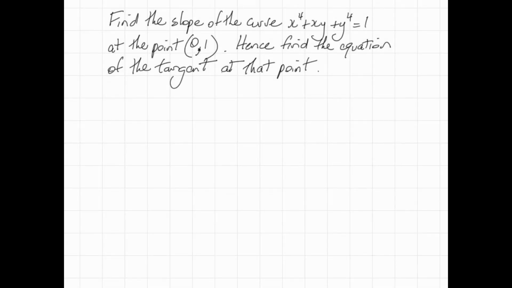We're asked to calculate the slope of the curve. Slope, or gradient, means we've got to find dy/dx, and the curve is x to the fourth plus xy plus y to the fourth equals 1, so it's an implicit function. It's difficult to get y by itself, so we're going to use implicit differentiation to find dy/dx at the point (0, 1).